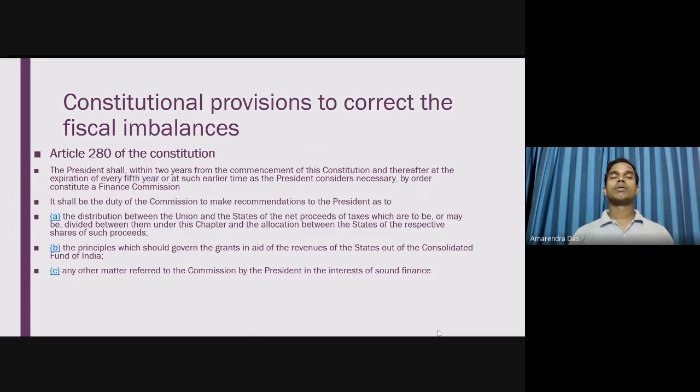So basically, there is a constitutional provision that the Finance Commission will be appointed by the President of India, and this Finance Commission will recommend to the President how to transfer some resources from the Union to the states. Because as I told in the beginning, the Union has more revenue raising capacity, and on the other hand, states have less revenue raising capacity, but they have more expenditure obligations. So the constitution makers realized this, and they made a provision that the President will appoint the commission to transfer the resources from the Union to the states.